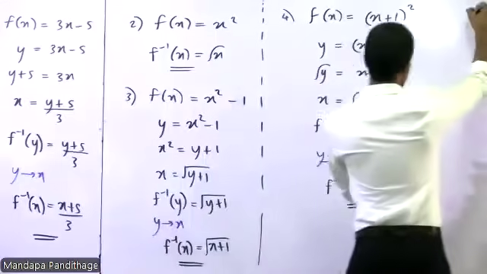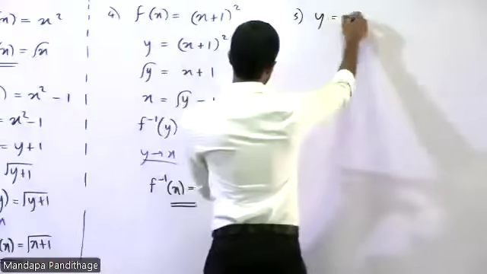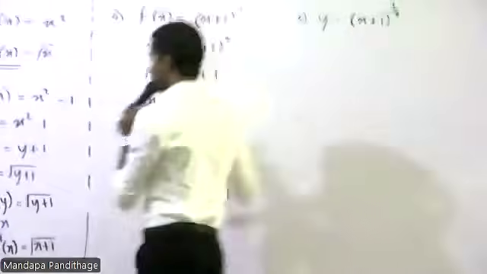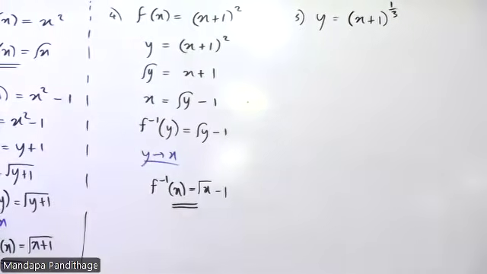Last one is y equals x plus 1, and this is called the cubic root, 1 over 3. So square root is 1 over 2 and x minus 1. This is the cubic root.